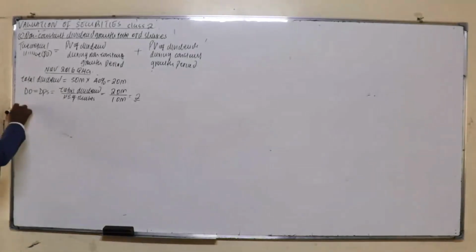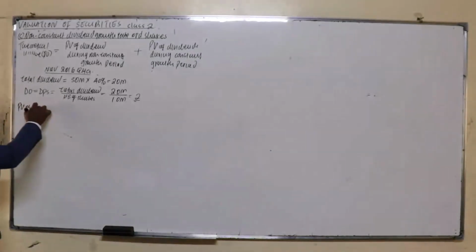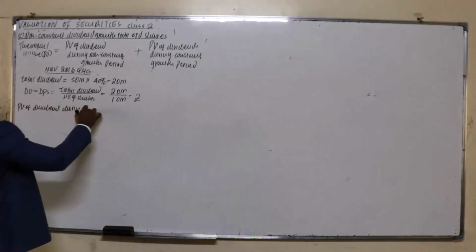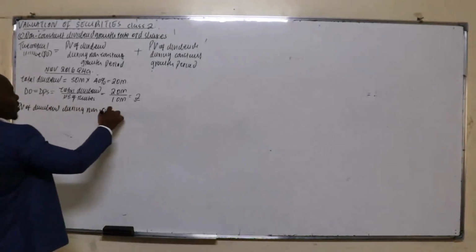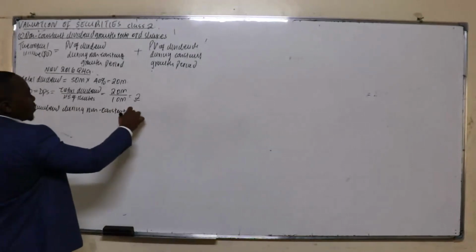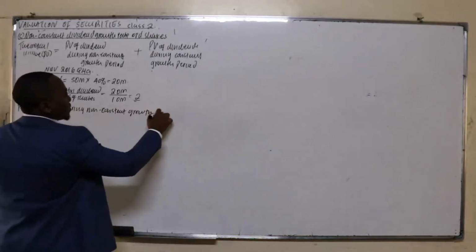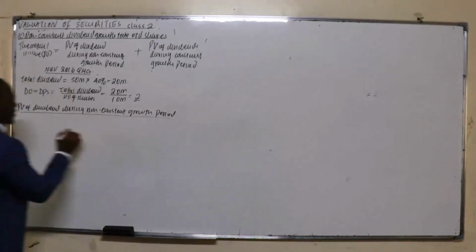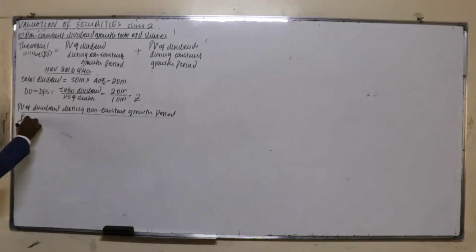So first of all, I need to determine the present value of dividends during the non-constant growth period. You're given information about the first 3 years. Then we need the dividend per share, which you're told.